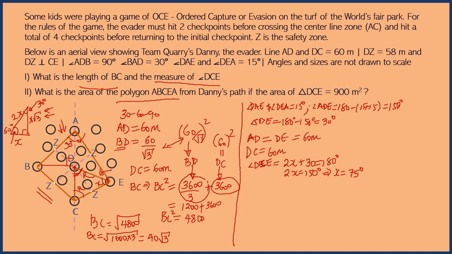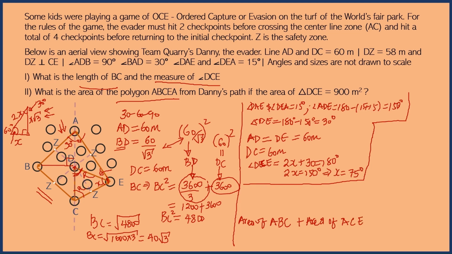So next, what we want to do is find the area of polygon ABCEA. Okay, so what I recommend us doing is finding the area of ABC, plus the area of what? ACE.